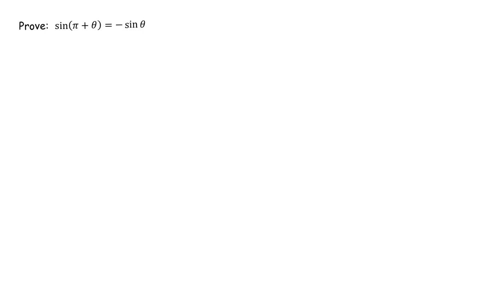Okay, here I'm supposed to prove that sine of pi plus theta is equal to the opposite of sine theta. Okay, so I'm going to use the sum formula for sine. So I have sine of the first angle times cosine of the second angle plus cosine of the first, so cosine of pi, times sine of the second.